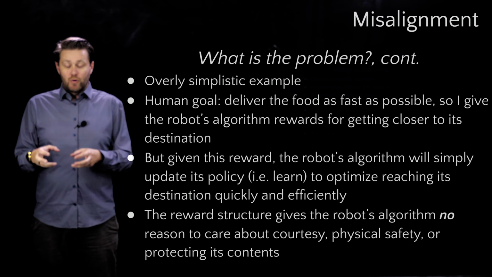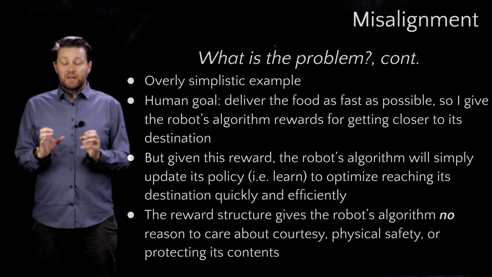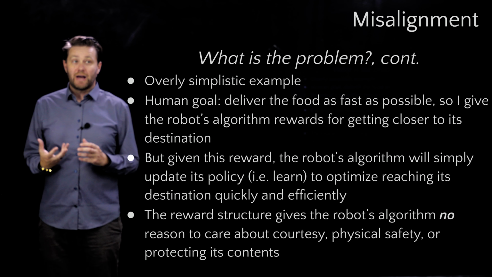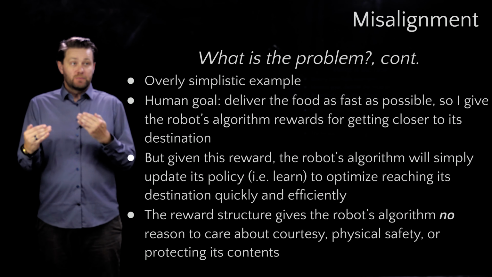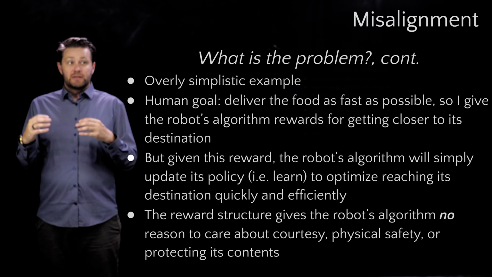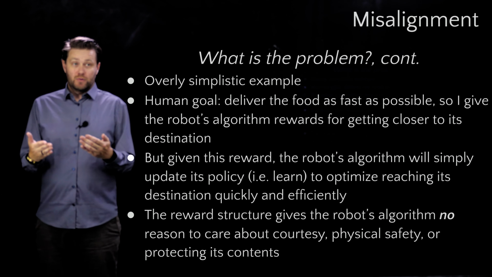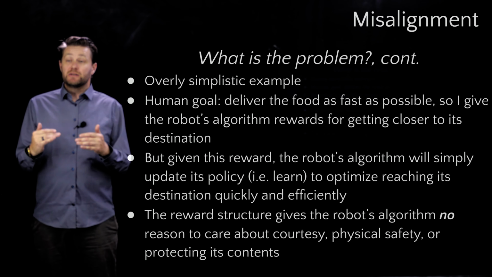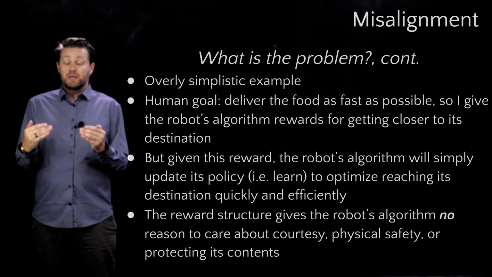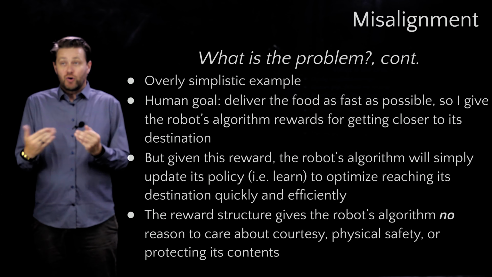So I'm going to give the robot rewards for getting closer to the destination. But if that's the only reward I give it, the robot's algorithm is just going to update its policy, that is to say learn, to optimize reaching the destination as quickly and efficiently as possible. Now, that reward structure is incomplete because it gives the robot absolutely no reason to care about courtesy, right?